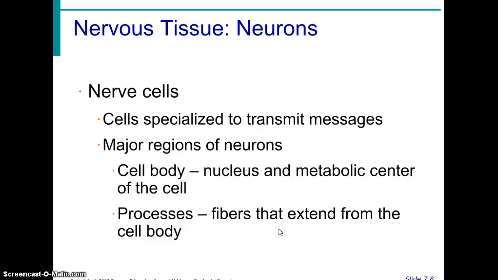So the first part we'll look at is the cell body, which is the place where most of the metabolic activity happens inside that cell. That's where you're going to find the nucleus with the DNA inside of it, and most of the other organelles within that nerve cell. Then you have processes that come off the main cell body. And these are fibers that are going to extend from that cell body in a number of different directions. And they have different names depending on what order or what direction that information is moving into or out of the cell.